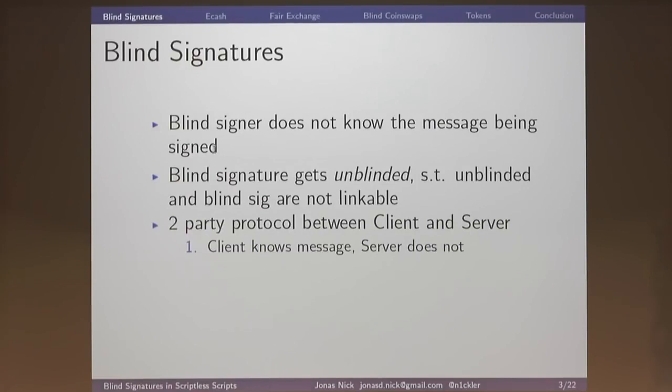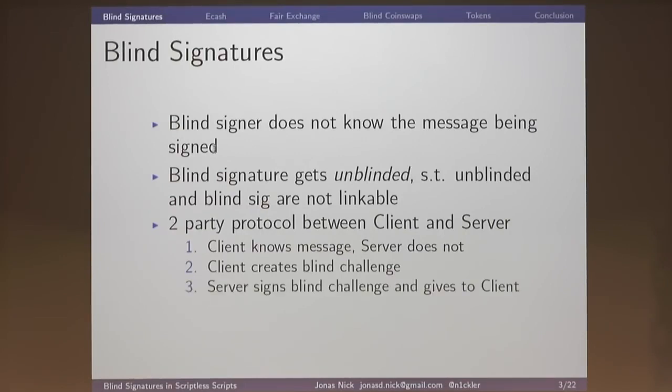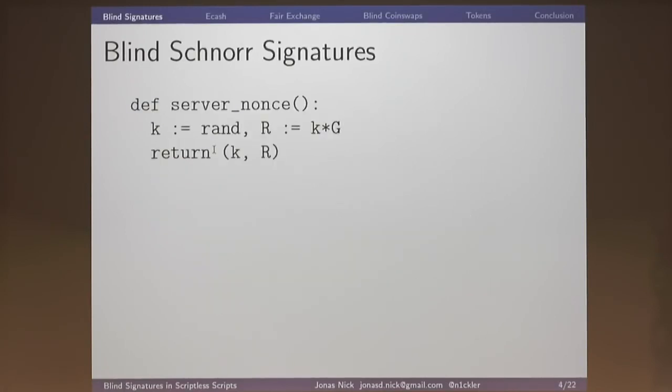Usually this whole system is explained as a two-party protocol between a client and a server. There's a client knowing a message; the server doesn't know this message. The client creates a blind challenge from that message. The server signs the blind challenge, gives it back to the client, and then the client unblinds this signature. So let's see how that actually looks like. This is only two slides, so please bear with me.